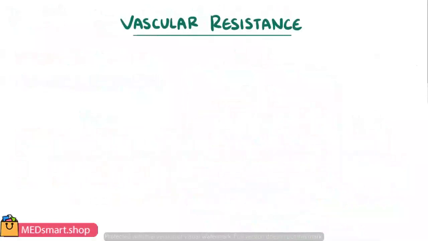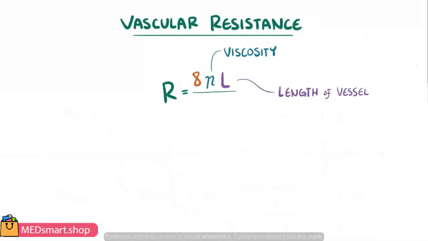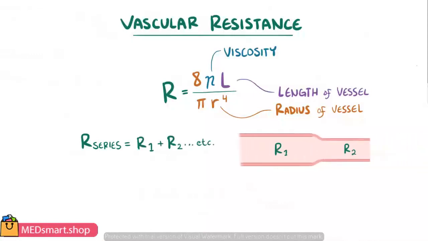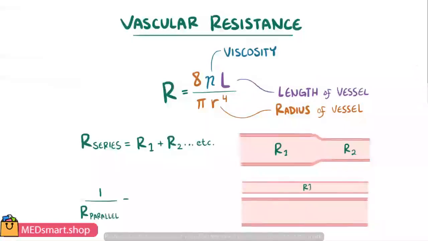Alright, as a quick recap, vascular resistance is a measure of the resistance that must be overcome to push blood through the vessels, and can be represented by the equation 8 times viscosity eta times length L divided by pi times r to the 4th. So it's directly proportional to the viscosity and the length, and inversely proportional to the radius to the 4th power. Resistance in series is equal to the sum of each resistance, and 1 over the resistance in parallel is equal to the sum of the inverse of each resistance.